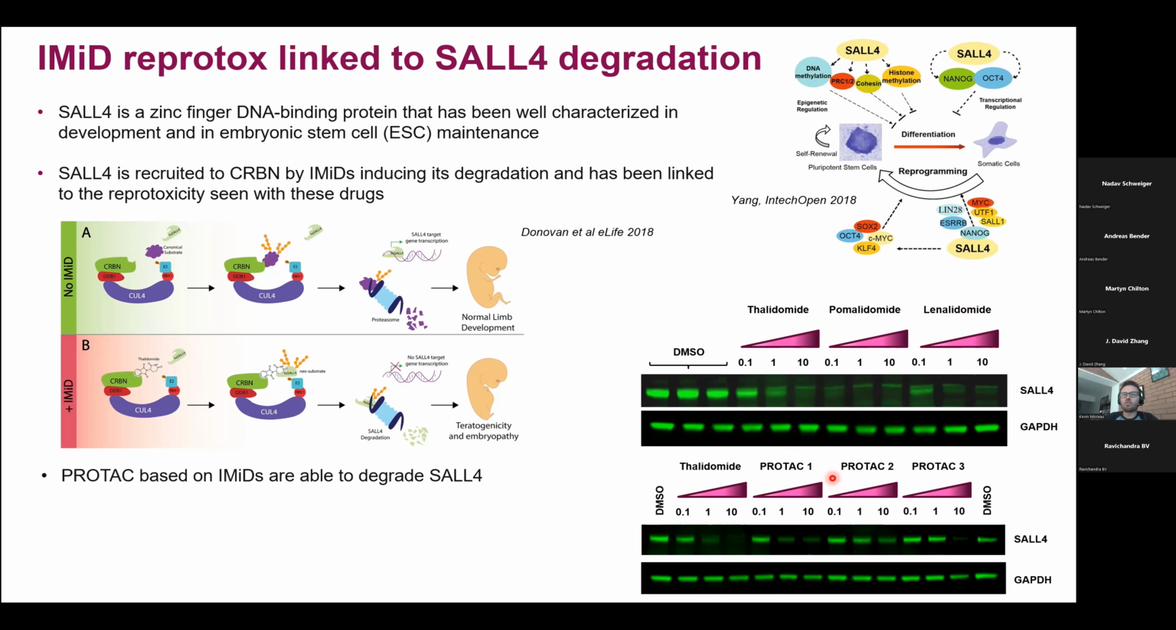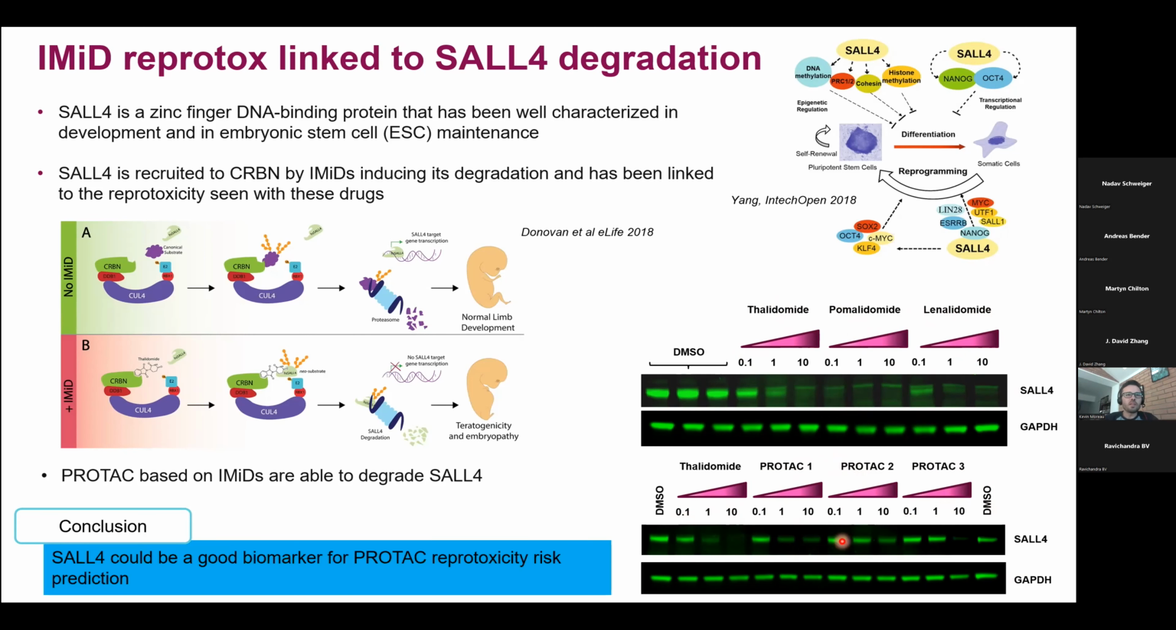And we saw translation with IMiD-based PROTACs, pomalidomide or thalidomide-based PROTACs, in this Western blot here. Thalidomide is here in a dose response of 0.1, 1, and 10, but this is a PROTAC based on an IMiD, and it also shows degradation of SALL4 at 1 and 10 micromolar. So there was translation of the SALL4 degradation to the full PROTAC molecules. So we are using SALL4 as a potential good biomarker for developmental toxicity, but we need to understand a bit more about the translation in vivo.